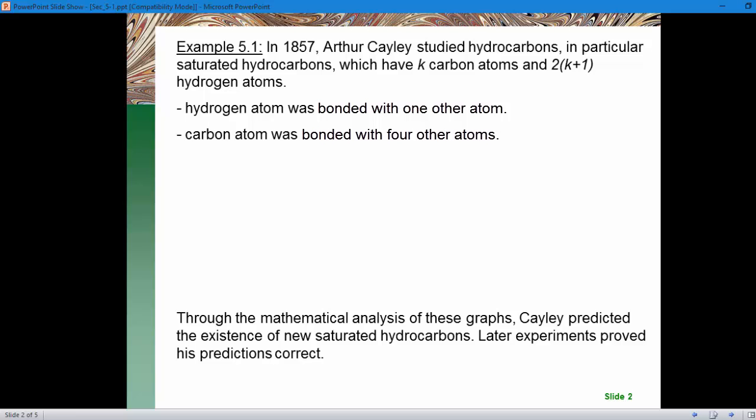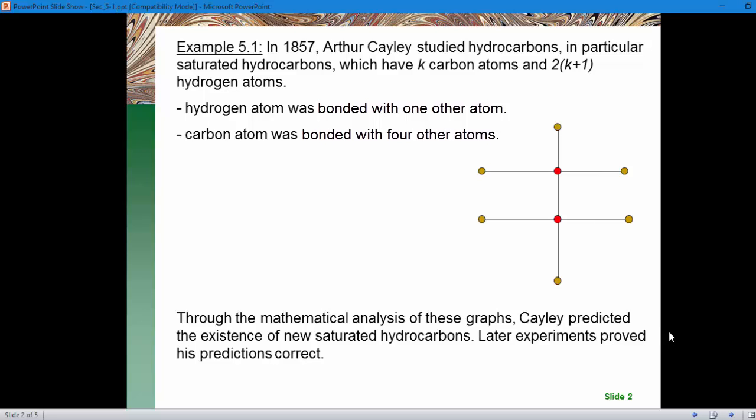And it obeyed the following properties. Each hydrogen atom was bonded with one other atom. Each carbon atom was bonded with 4 other atoms. The diagram of the structure looked like this. This is an example of a hydrocarbon that has 2 carbon atoms and 6 hydrogen atoms. Notice that each carbon atom is bonded with 4, and each hydrogen atom is bonded with only 1.